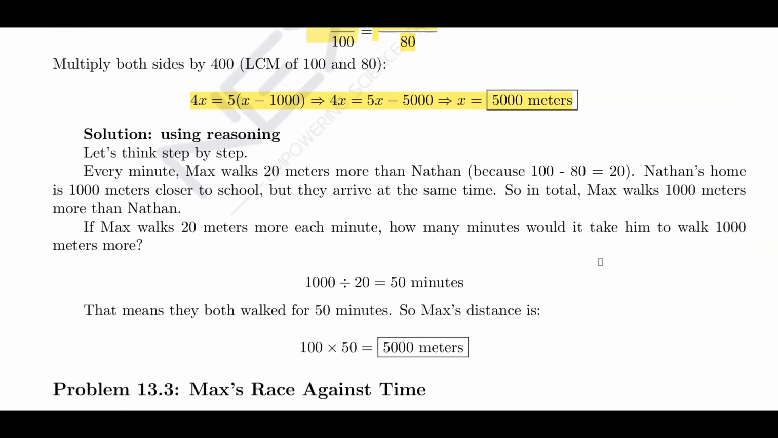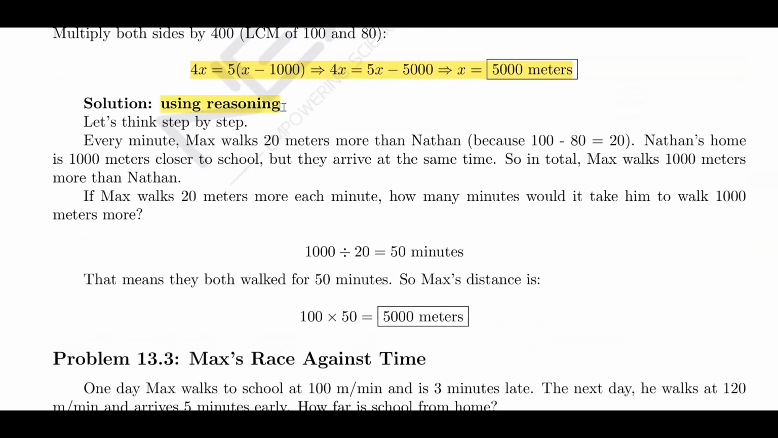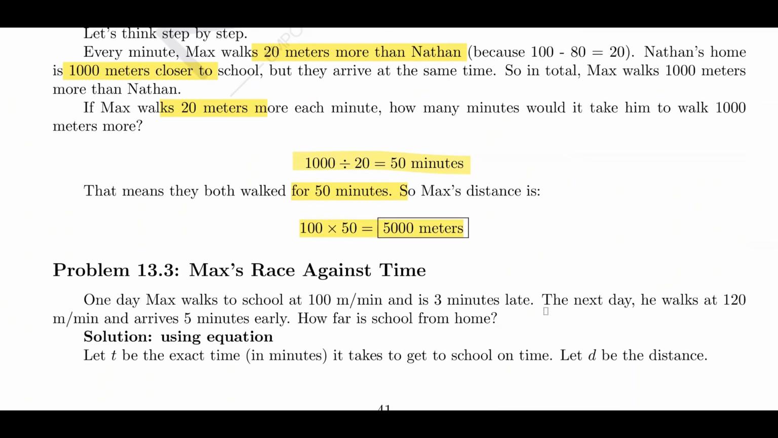Now let's solve the same problem using reasoning. Every minute, Max walks 20 meters more than Nathan, since 100 minus 80 equals 20. But Nathan lives 1,000 meters closer to the school. To arrive at the same time, Max must walk 1,000 meters more. If Max gains 20 meters per minute, how many minutes does it take him to cover 1,000 meters more? 1,000 divided by 20 is 50 minutes. So they both walked for 50 minutes. In that time, Max walked 50 times 100, which is 5,000 meters. Again, the answer is 5,000 meters.